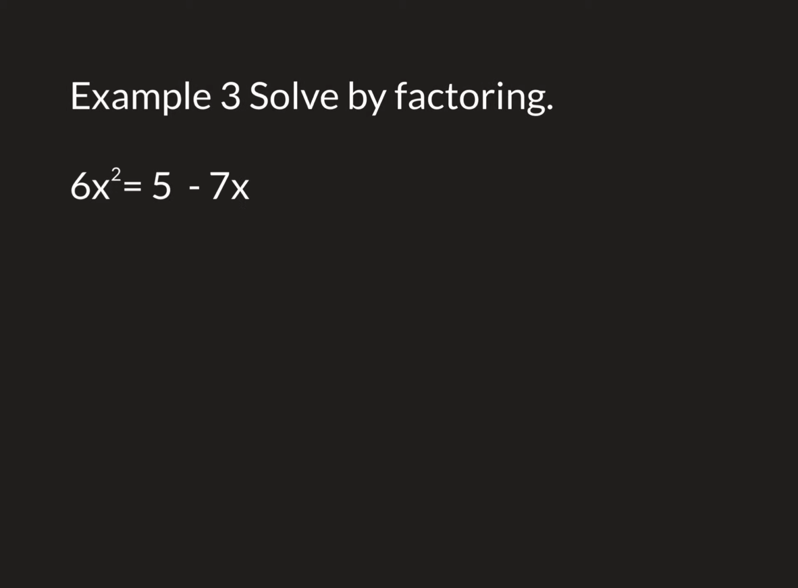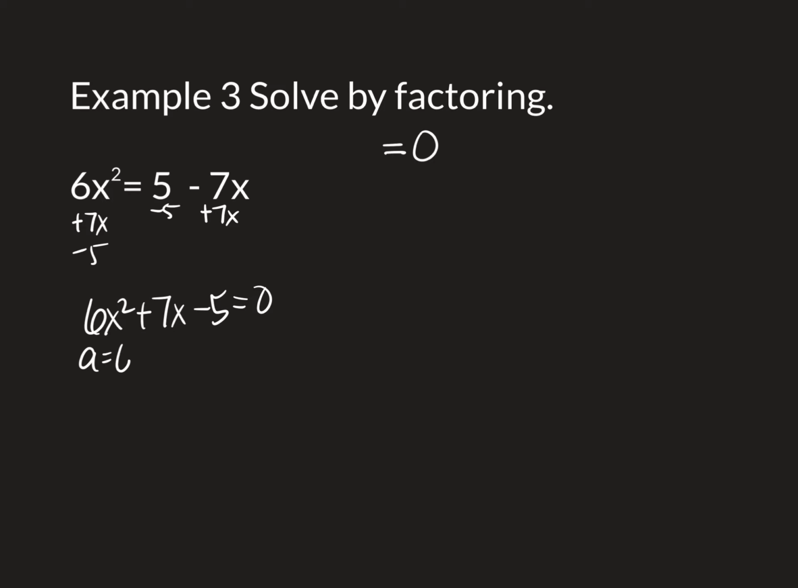Solve by factoring. Now I have two things on the opposite side of the equal sign. I want to make it equal 0. I want to keep my x squared positive, my quadratic term positive. So I'm going to add 7x and subtract 5. So I have 6x squared plus 7x minus 5 equals 0. Now I'm going to name A, B, and C. A is 6, B is 7, C is negative 5. And A is not 1 on this one, so I cannot do this the quick way. I have to do it by factoring, by grouping.